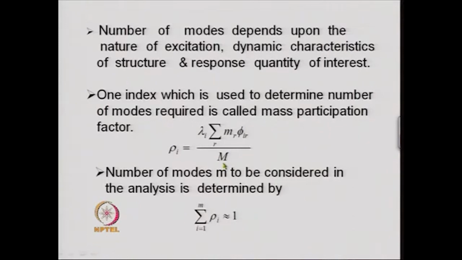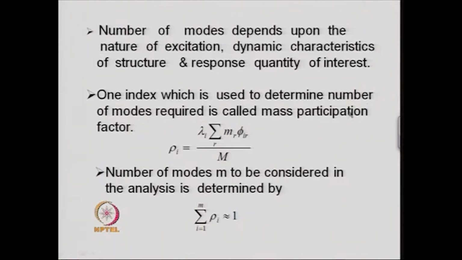So, this shows the ratio between the total mass of the system and the mass that is considered in the analysis through the modes that we are considering. That is why it is called a mass participation factor, that is, in the ith mode, what is the percentage of the mass that is considered in the analysis.